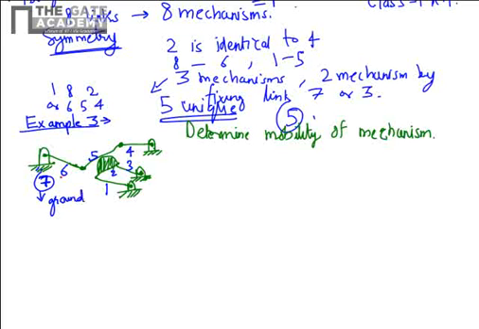So it is very important to remember this point while solving the problem. If you forget to count ground as one of the links, then you will count a wrong number of links, and through the Grubler's criterion you will get a wrong answer. So totally we have 7 links here. One of them, the link number 7, is fixed, that is the ground. Now we will count the number of class 1 joints.